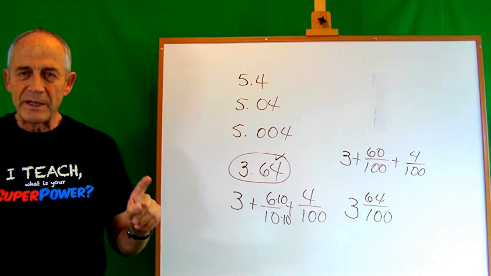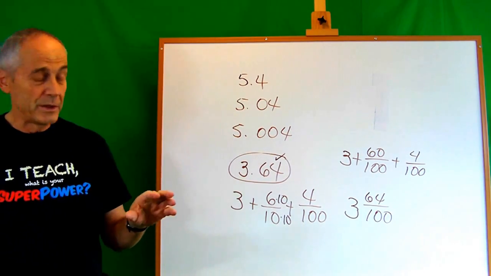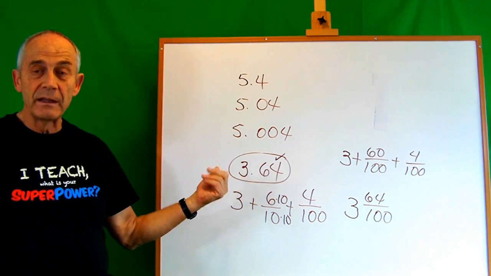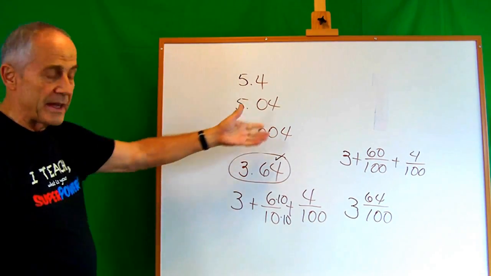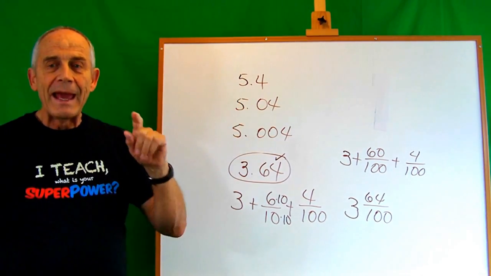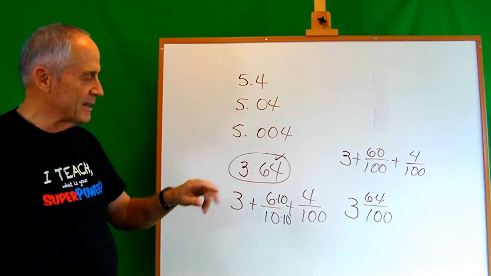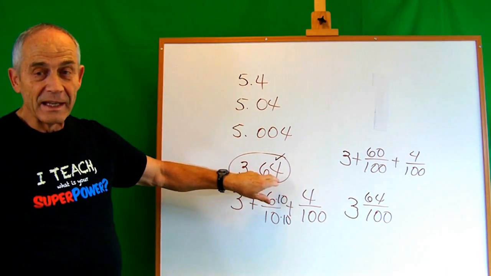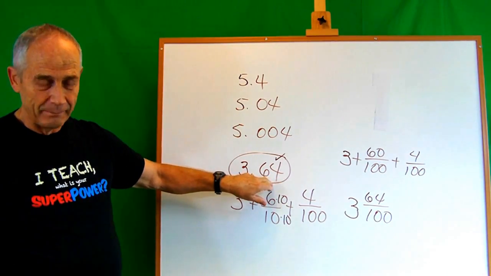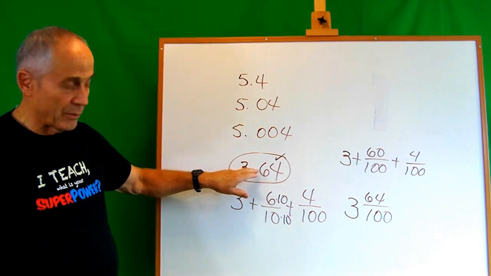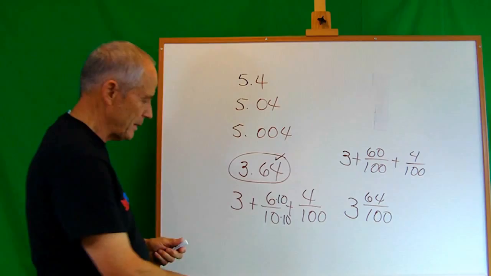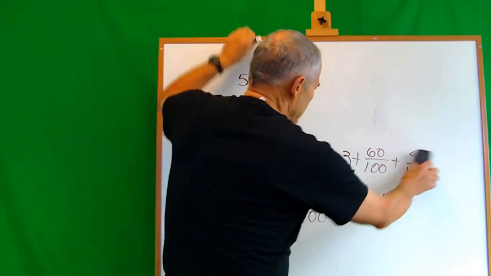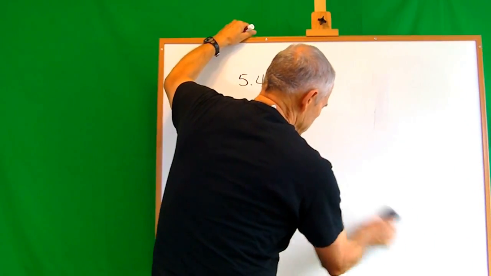So here's how we name decimals. We just say the number that's behind the decimal place, to the right of the decimal place. We just say that number, whatever it is. And the name is found by the last digit in that number. So here we had 3 and 64 hundredths. Okay, so let's just look at a couple of examples to make sure we're clear on this.